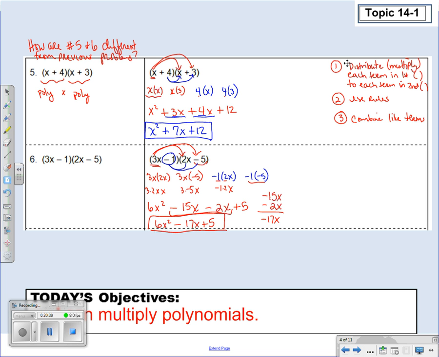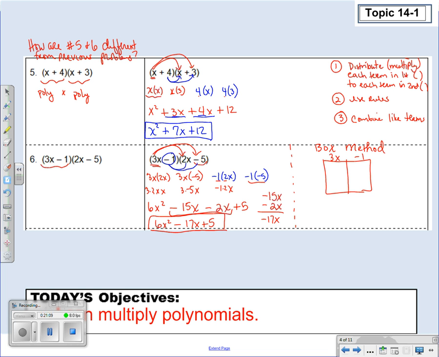Okay, the second method is known as the box method. It's just a visual to do the exact same process. The box method says I'm going to create a box. And on the top of the box, I'm going to put however many terms I have in the first parentheses. So I got a 3x and then a minus 1. And I want to separate those.